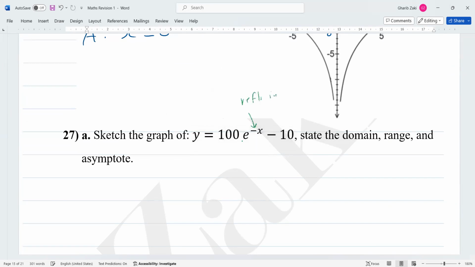Reflection in y-axis. What about 100? Okay, 100 is a vertical stretch. It's okay? Do you understand? Okay, it is a vertical stretch.